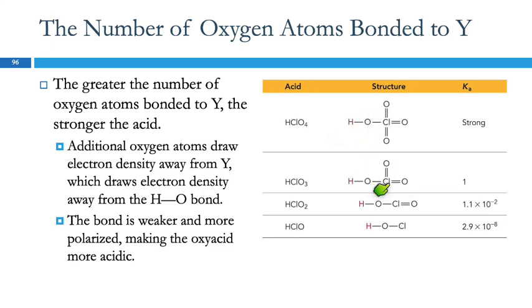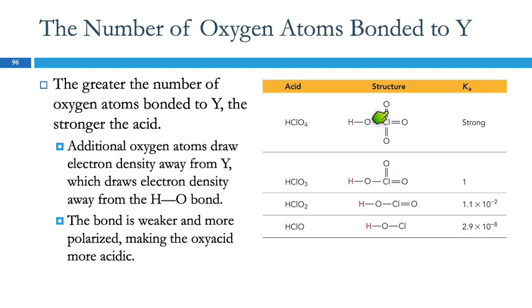If there are two oxygens helping pull, it's not as strong. This has a Ka of 1, which means that at equilibrium you're going to have an equal concentration of HClO3 and ClO3 minus. So kind of close to a strong acid, but not strong. If we have one oxygen helping the chlorine pull things away, it gets weaker, and when we only have the chlorine and nobody helping, then it's very weak.